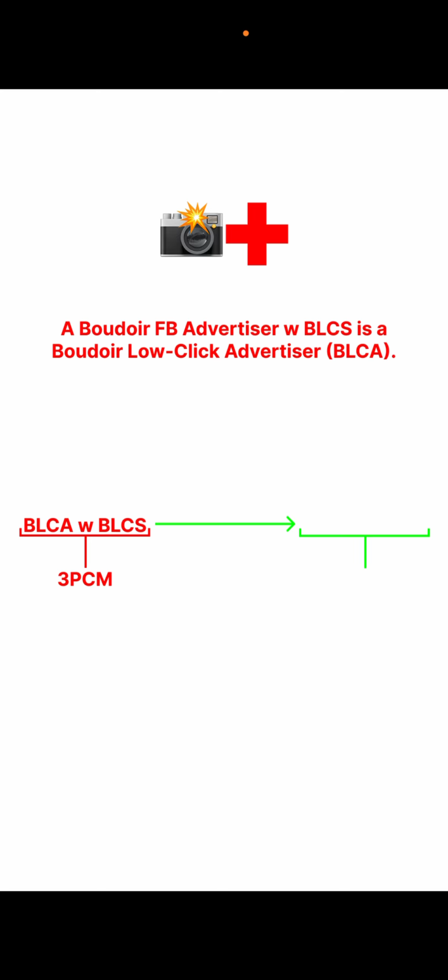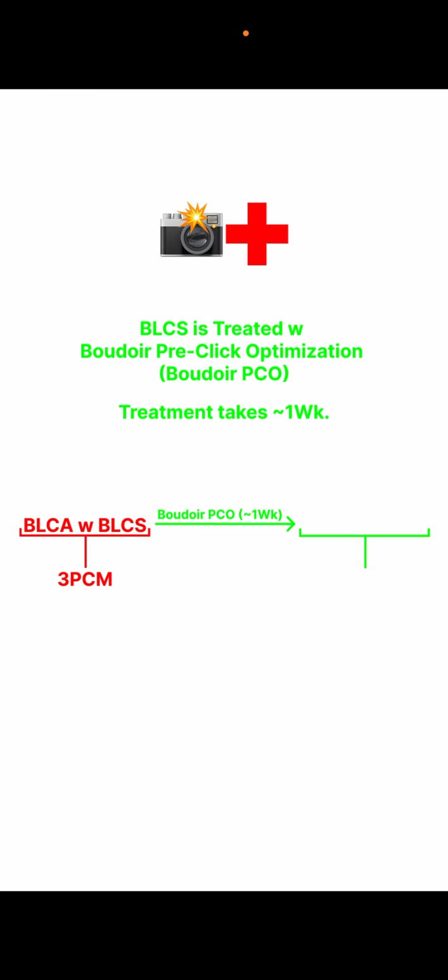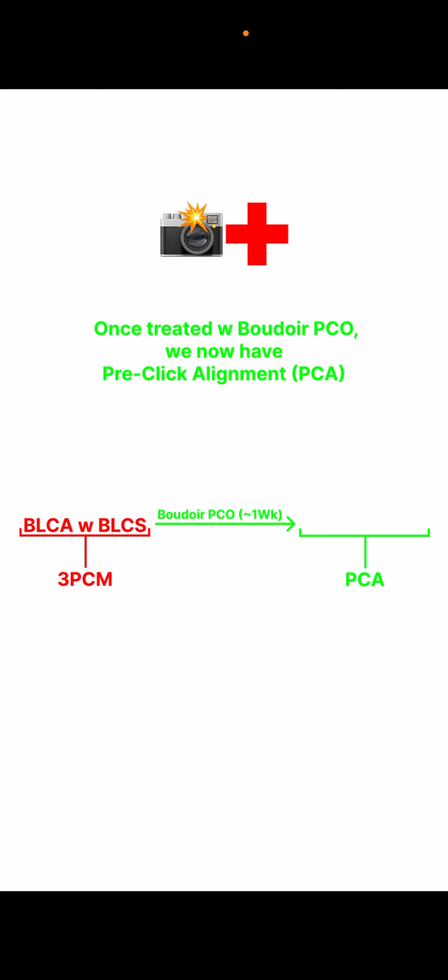A BLCA with BLCS is caused by the 3 pre-click mistakes. We also know that BLCS is treated with Boudoir pre-click optimization, aka Boudoir Pico, and treatment takes about a week. And actually treatment is just simply done by duplicating the current ad, the one with BLCS, and applying treatment to the duplicated ad. And then, after treatment, look at the data and simply keep running whichever one has the best metrics. And once you're with Boudoir Pico, we now have pre-click alignment.